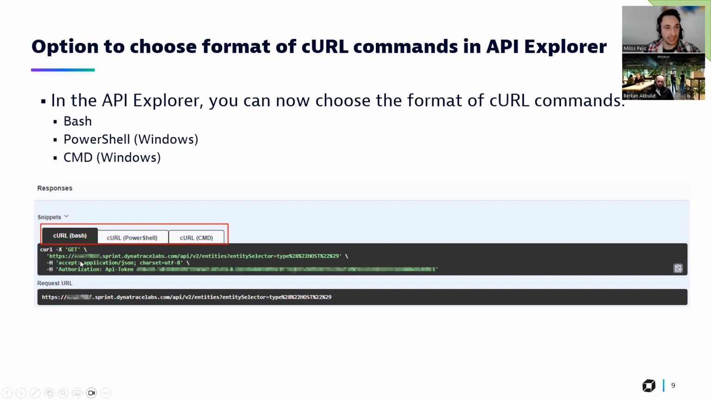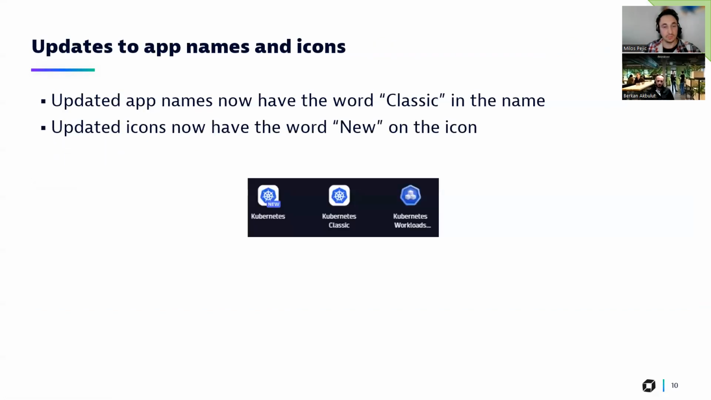If you do it the first time in the API Explorer, you can then select the format that fits your needs most, copy it from here, and use it for automation, for example. Nice updates there. What else do we have?